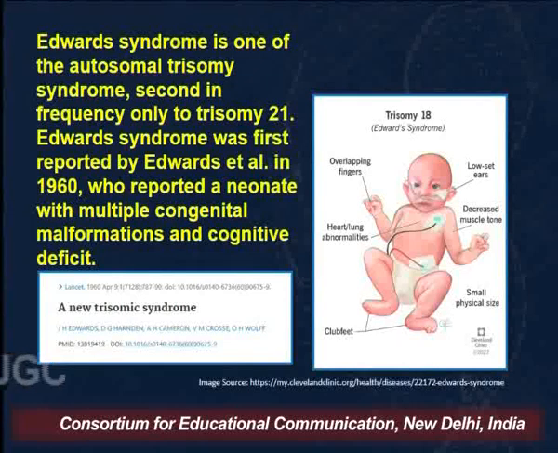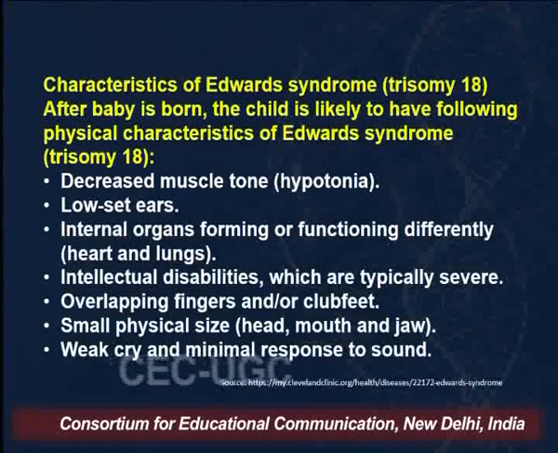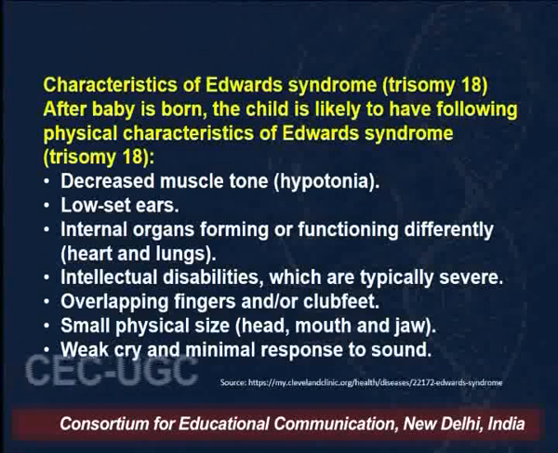This is one of the autosomal trisomy syndromes, and it occurs in second frequency only to trisomy 21. There are various characteristic features associated with Edwards syndrome, and after the baby is born, the child is likely to suffer from a number of problems because of Edwards syndrome, or trisomy 18.